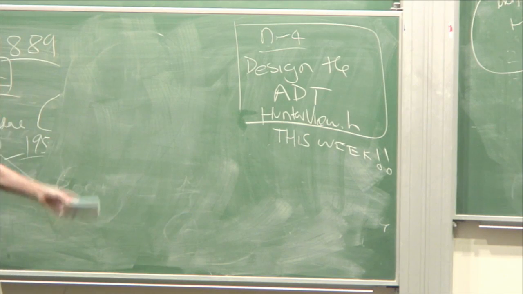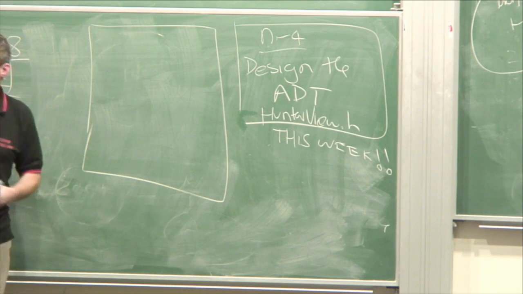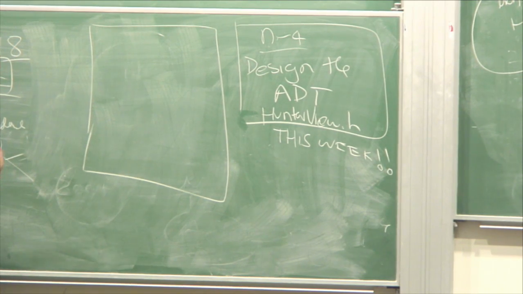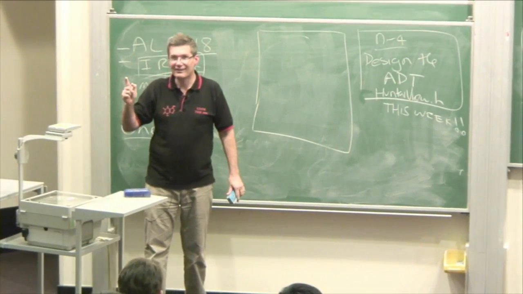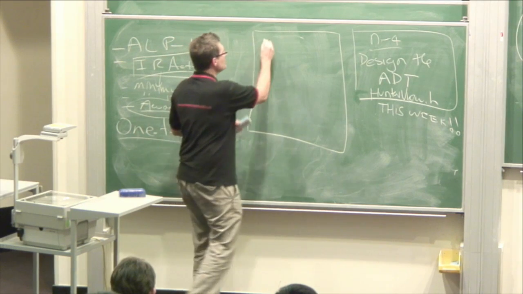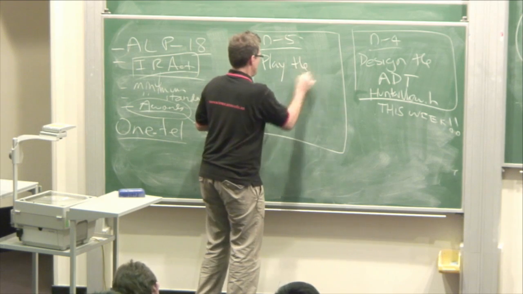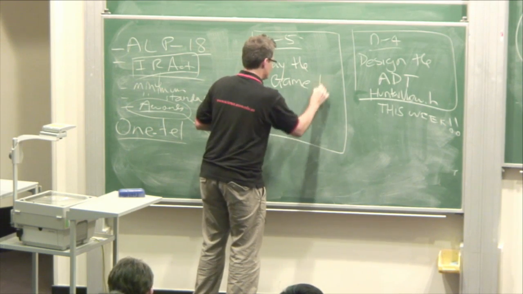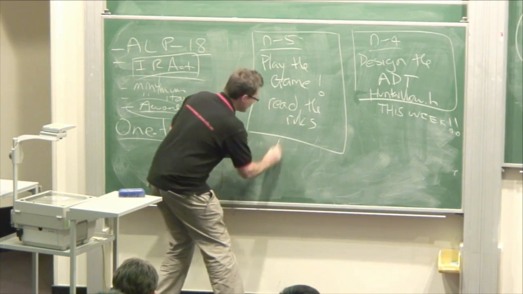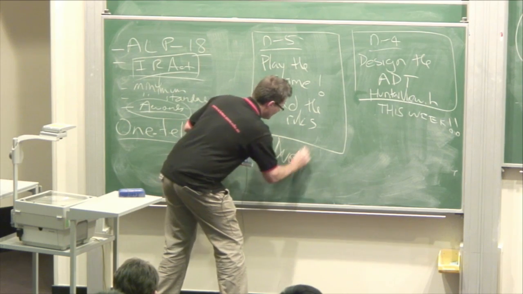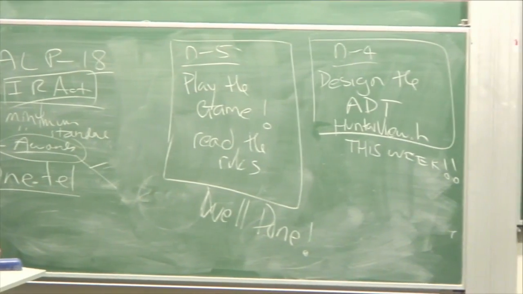But there's more. Because before you can design the ADT, what do you need to be able to do? This is defining the interface. Yep, that's right. But even before that, you need to read the rules. You need to play the game. Everybody play the game. Read the rules. You've already done this. Well done. Everyone's getting full marks for that. That's awesome. And a big gold tick.